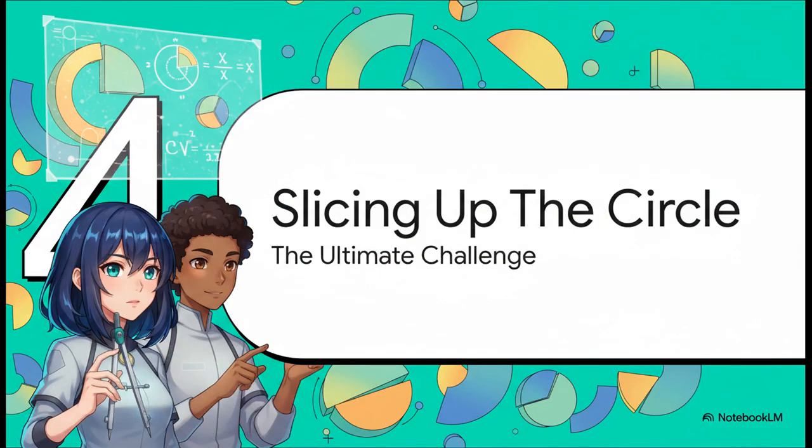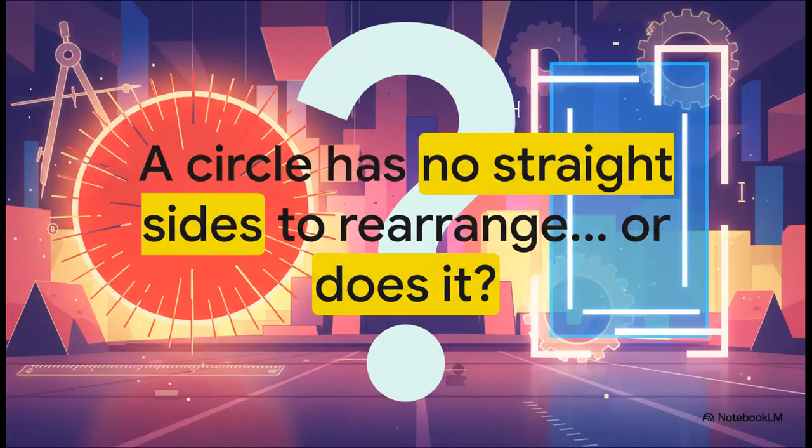All right, so shapes with straight sides, we've got them. We just treat them like puzzles. But now, for the final boss, a shape with no straight sides at all. This just seems like a whole different beast, doesn't it? A circle has no corners, no straight edges to slice off and move around. So how in the world are we supposed to turn this into a rectangle?